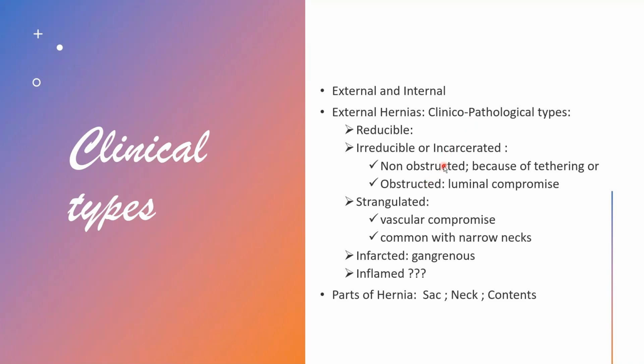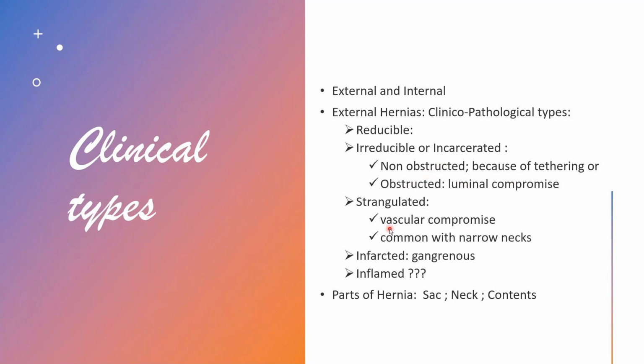So non-obstructed incarcerated would be in those where there is a tethering or adhesion formation between the bowel loop and the sac, right? At the apex of the sac. But if there is a blockage at the level of the neck of the sac, then that becomes a luminal compromise and obstructed incarcerated hernia.